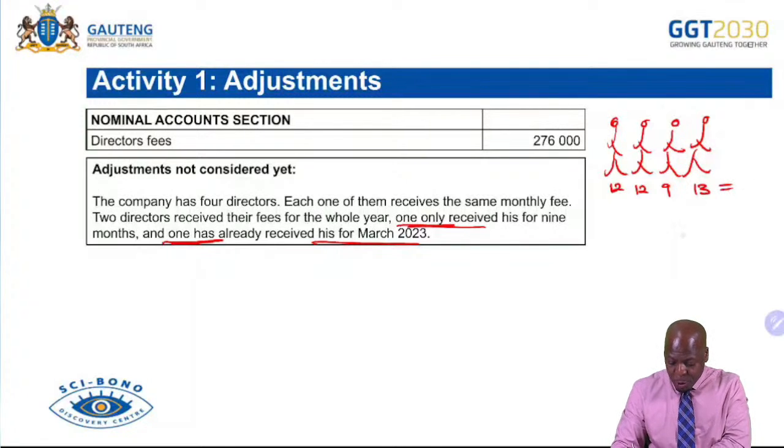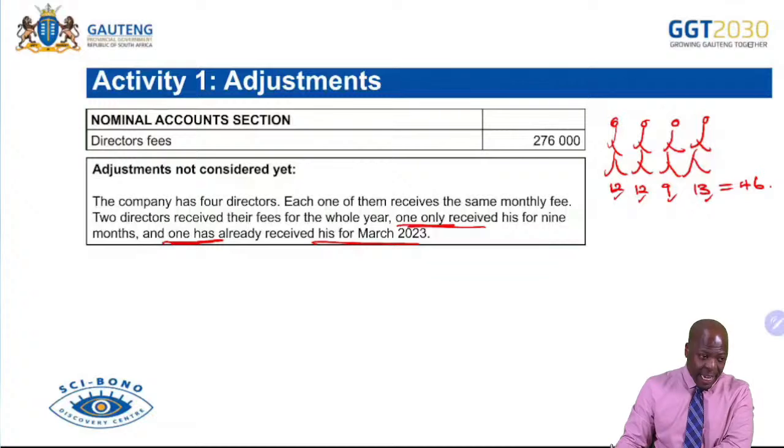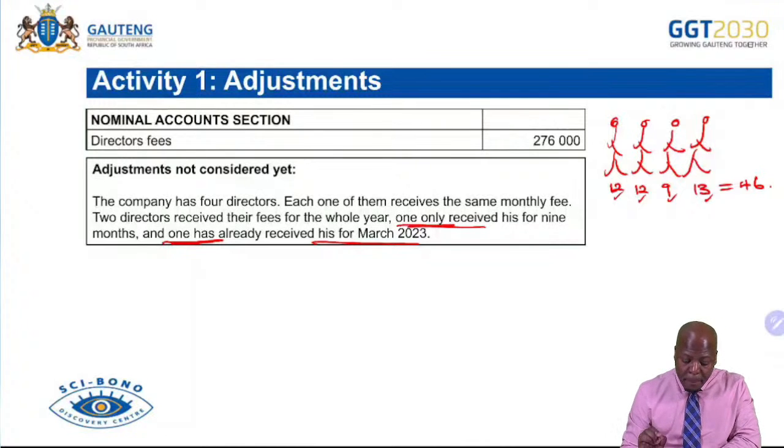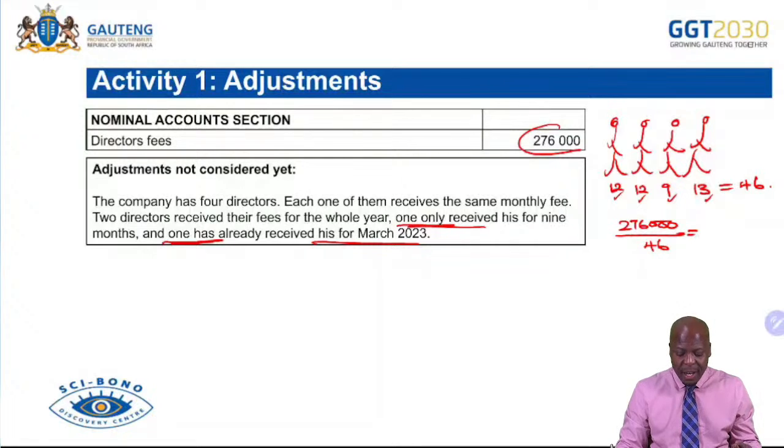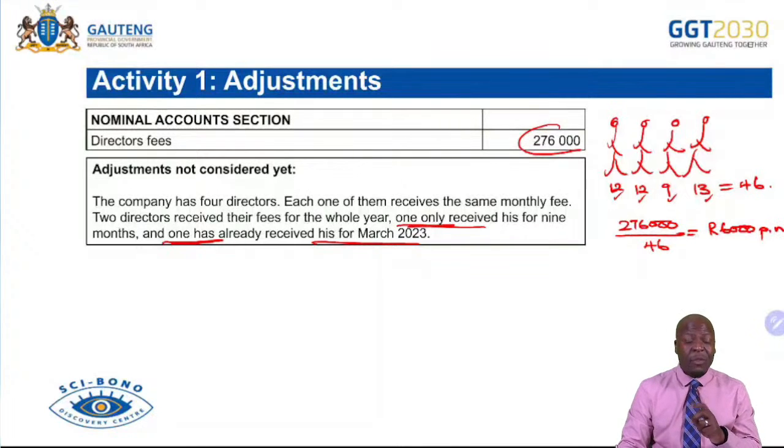All right, let's see those calculators. So we're now going to say 12 plus 9 plus 13. How many months in total? That gives you 46 months in total that we have paid for our directors. It therefore means the amount of directors' fees, which is this one here, the 276,000, is for the 46 months that we have paid. So if the 276 is for the 46 months, how much is per director per month? We simply take the 276, we divide it by the 46 months, and it will give us an amount of 6,000 rands per month. What does that mean? We're paying each director 6,000 rands per month.